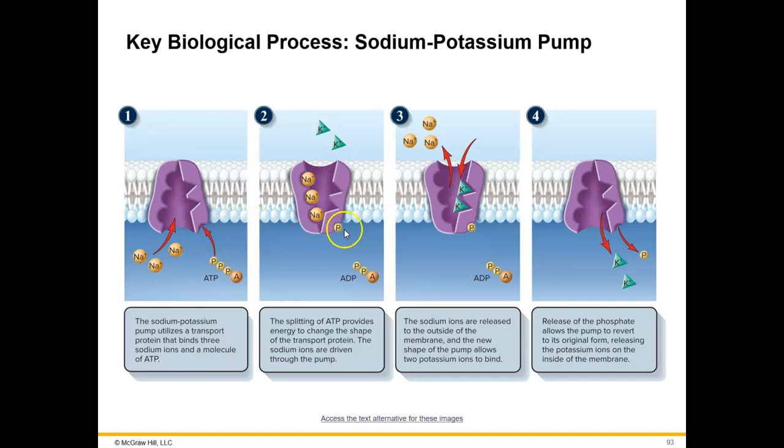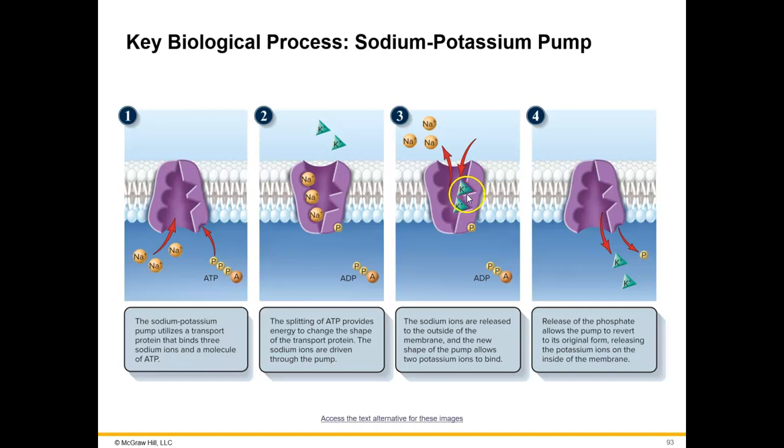Once that happens, we can cleave that third phosphate bond, which is going to provide a burst of energy and allow the perfect conditions for this protein channel to change shape and then open to the outside of the cell. Once it's open to the outside of the cell, we've got the perfect conditions for our sodium ions to detach and our potassium ions to attach and come into this protein channel.